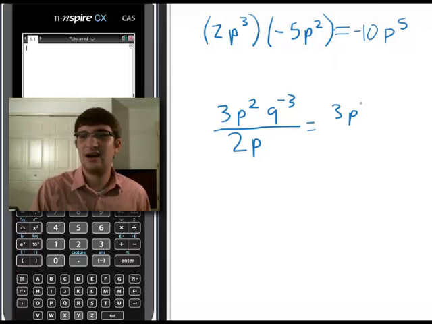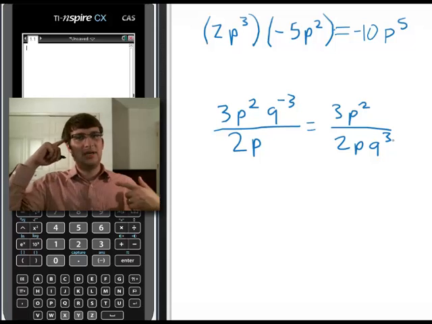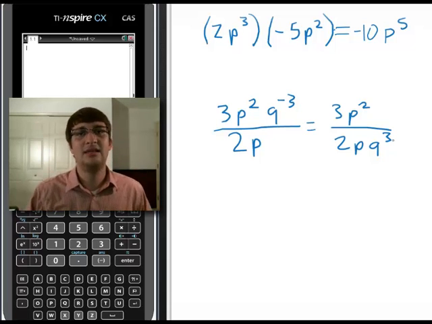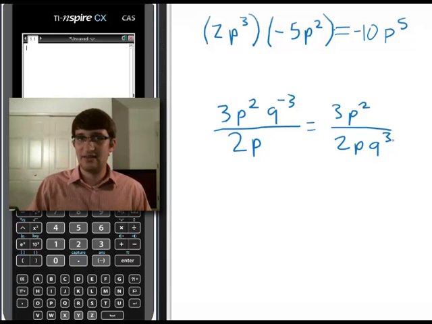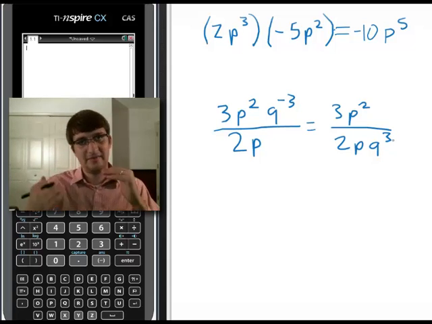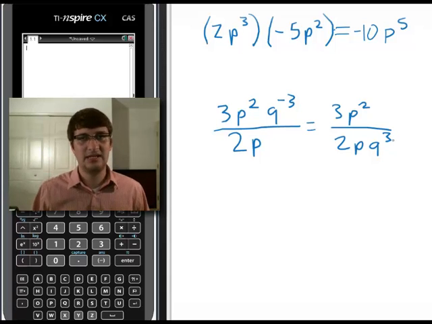Squared, okay. And then on the bottom here, we're going to have 2p and then q cubed, because that, again, is how we make the exponents positive, by flipping it to whatever opposite side of the fraction bar it is. If it's on the top, you go to the bottom. If it's on the bottom, you flip it to the top, and that makes the exponent positive.